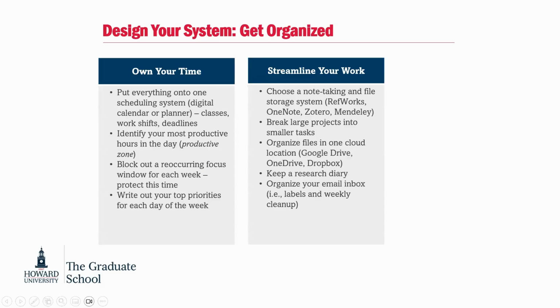Oftentimes folks will use a number of file storage systems and bibliographic tracking systems. RefWorks, OneNote, and Zotero are really great systems and resources. There's also a number of new products out there that allow for an AI interface. So there's a lot of cool things that you can do. You can do heat maps of where research is interrelated. There's a lot of really interesting ways that people are using these tools. And then you can use a cloud system.